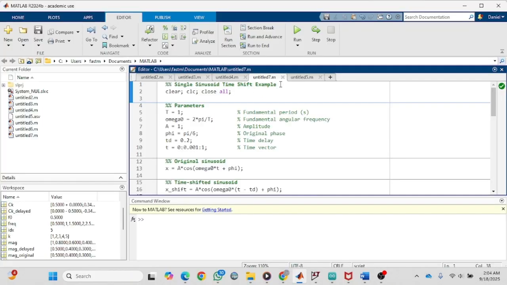In this code here, we have the time shift for one sinusoid. So we have the period is 1, omega naught, which is the fundamental frequency, is 2 pi over 1. A is the amplitude, which we don't really care about right now. And phi, we're just using one sinusoid for now. So the phase of that one sinusoid is pi on 6, which is phi. Right? And td is your time shift. Well, we don't really care about all that. So we can run it and see what it generates.